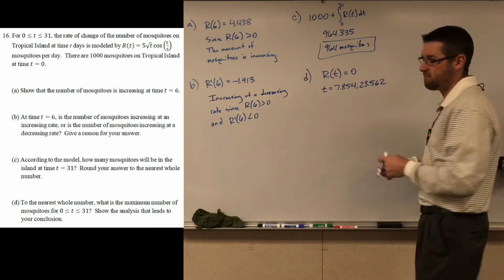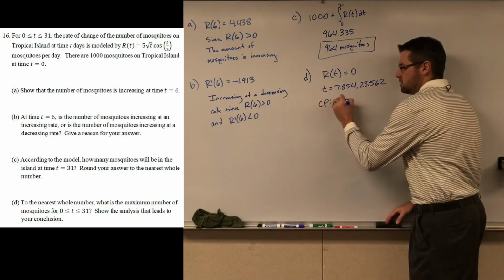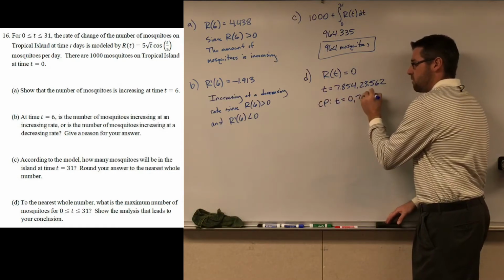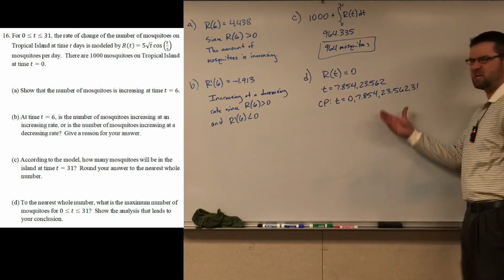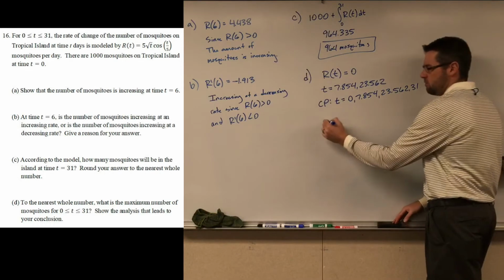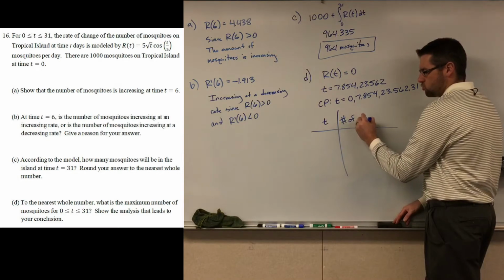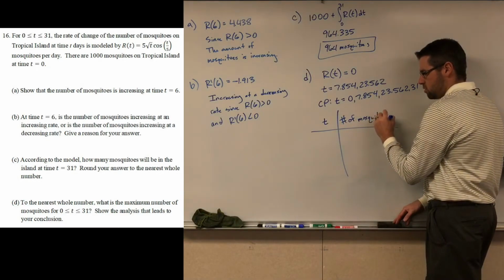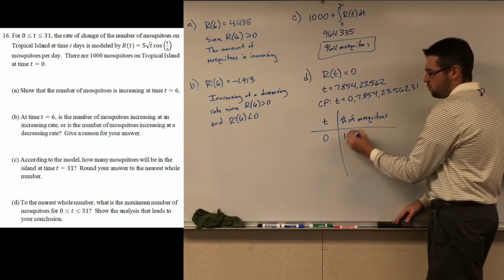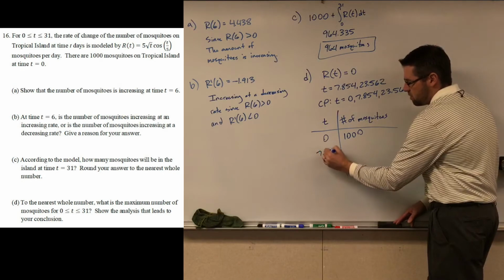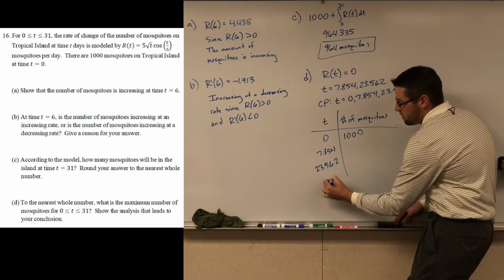Okay. And what do we have to consider to find, what are all our critical points? T equals 0, 7.854, 23.562, and 31. So it's just like the other problem. You've got to maybe create a table. So T versus number of mosquitoes. We already know how many mosquitoes at T equals 0. 1,000. We don't know at 7.854. We don't know at 23.562. But we've already figured out at 31.